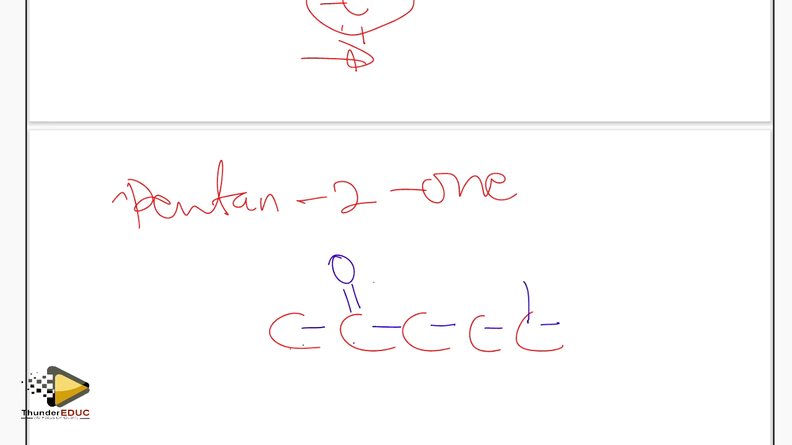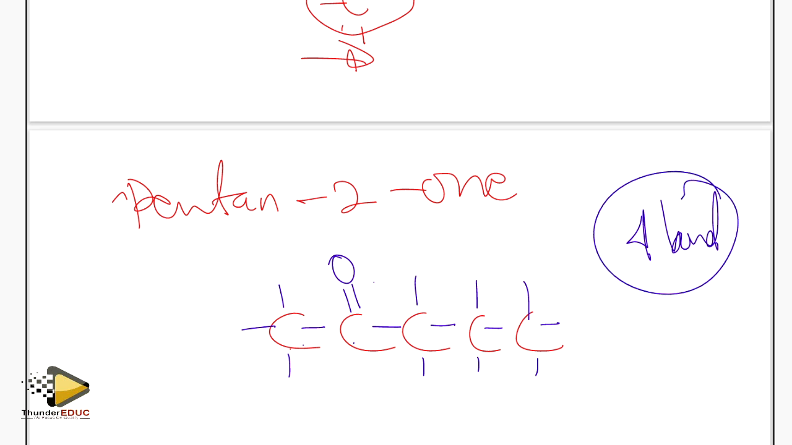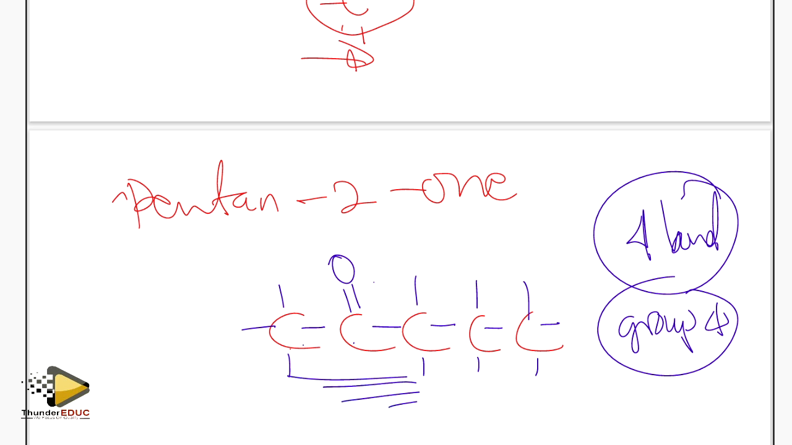carboxyl group there, and now I put the hydrogens. Don't forget that each carbon atom is supposed to have 4 bonds. Why? Because it is found in group 4. So you have to know that. So basically that is pentane-2-one.